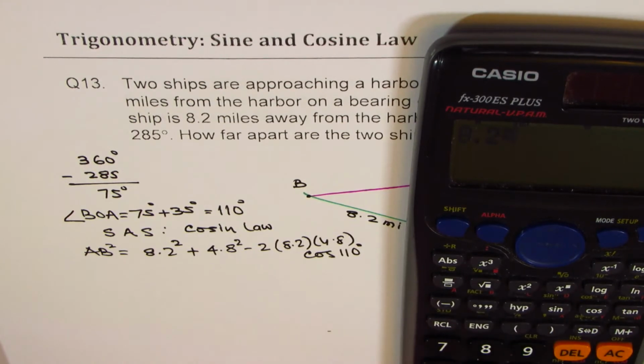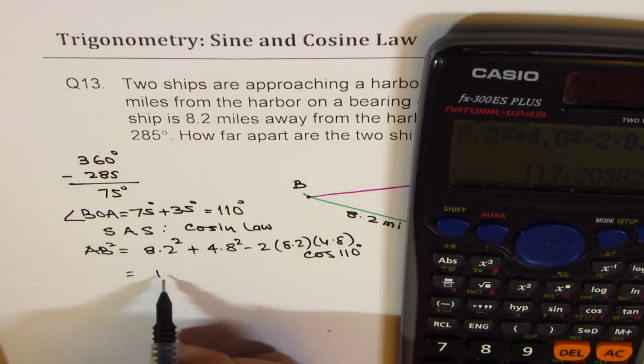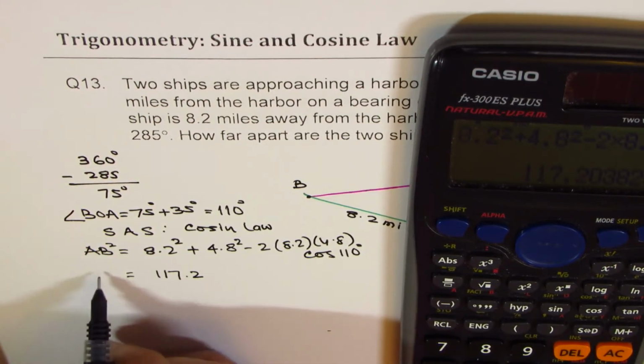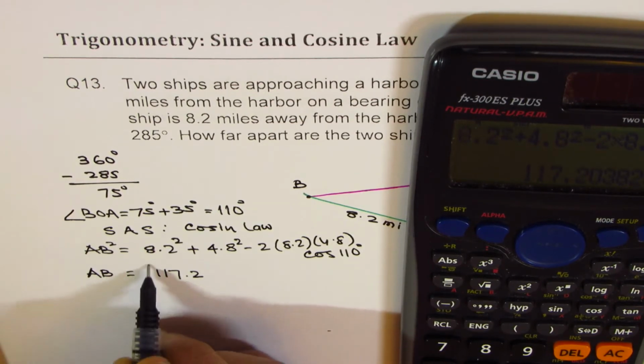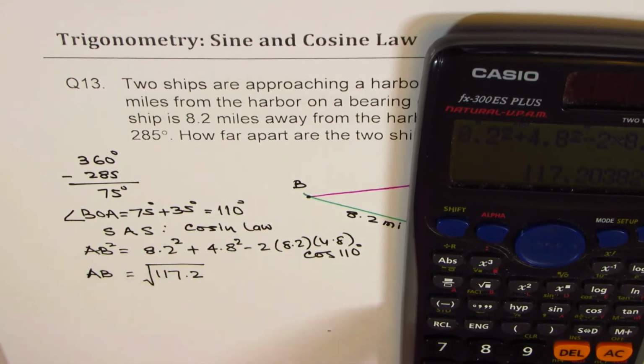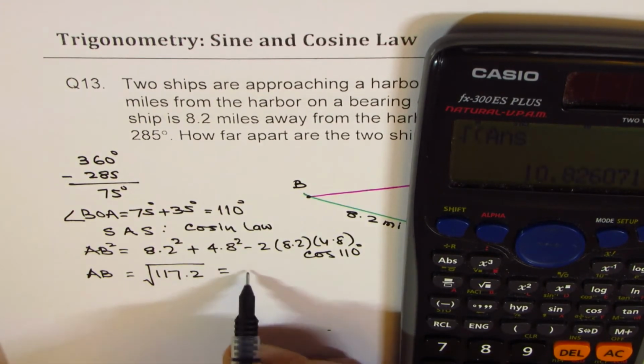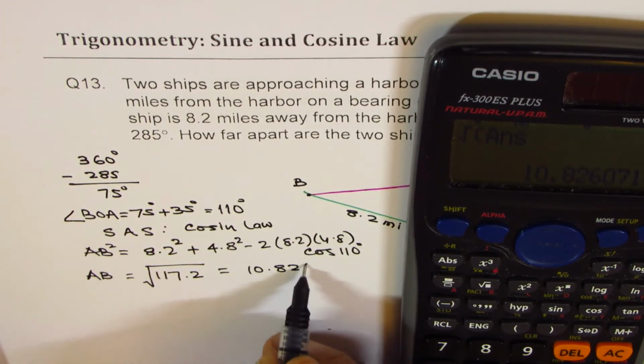8.2 squared plus 4.8 squared minus 2 times 8.2 times 4.8 times cos of 110 degrees is equal to 117.2. So AB will be equal to the square root of this. So let's find the square root of our answer, which is 10.826.